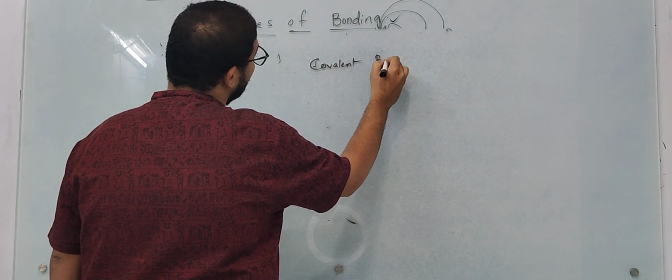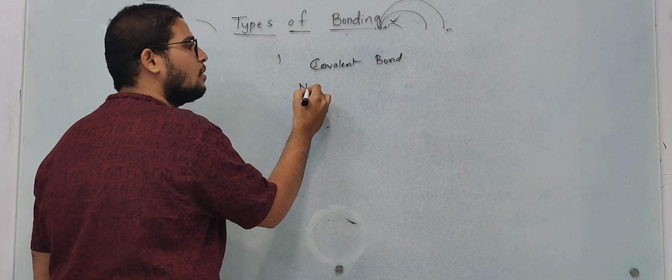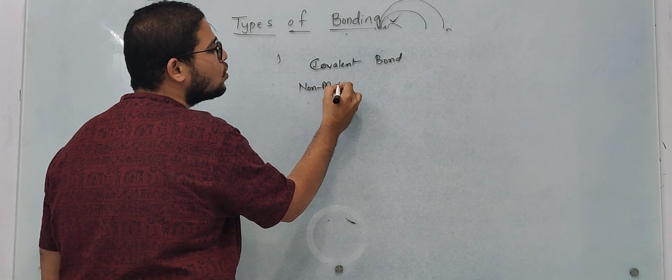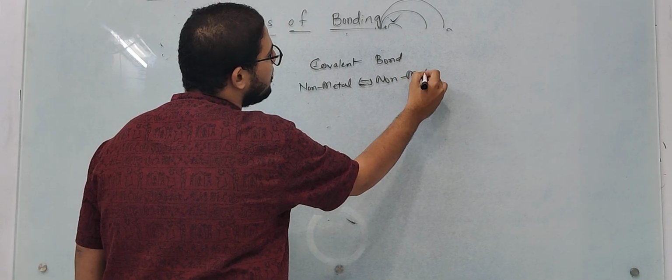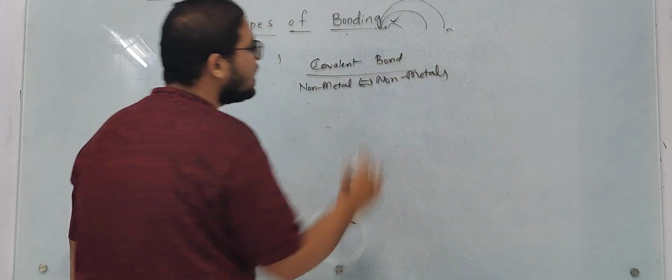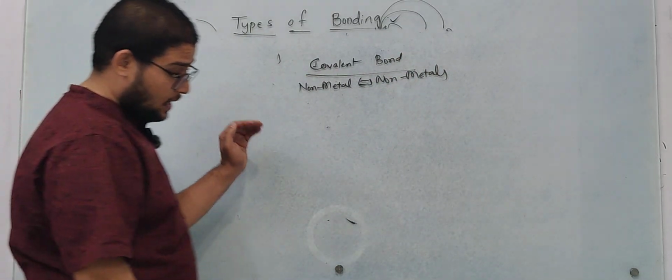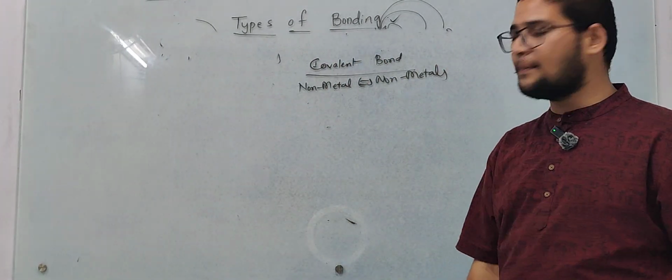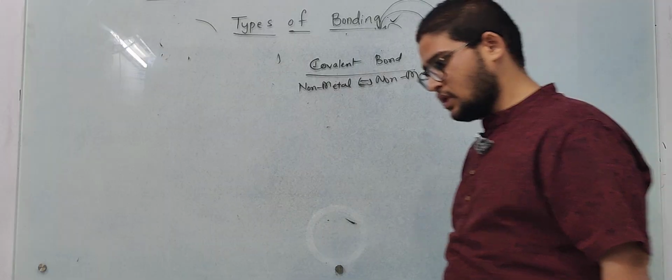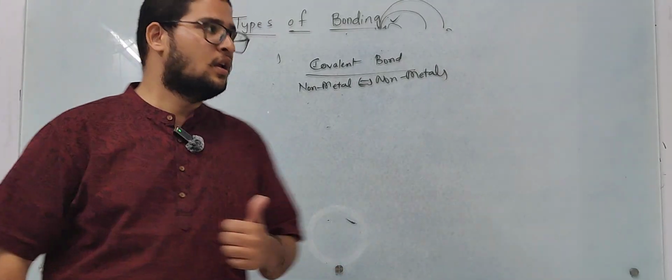bond, both of them are non-metals only. The bond between two non-metals, we call that type of bonding covalent bonding. But here there is no transfer. The mutual sharing will take place between two atoms. So we will study with an example.